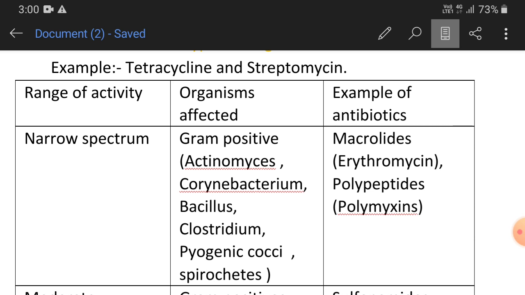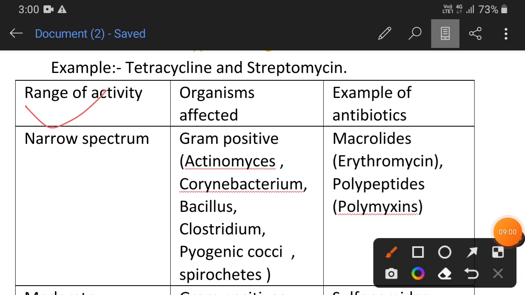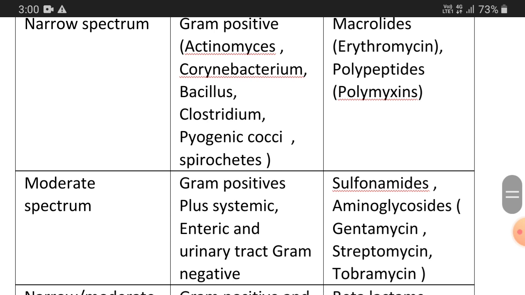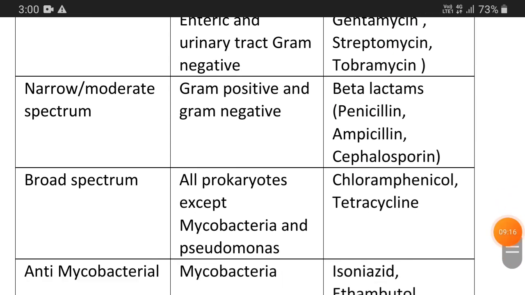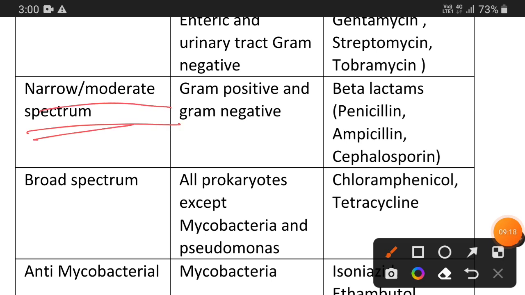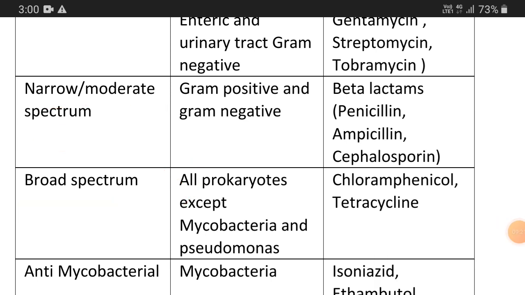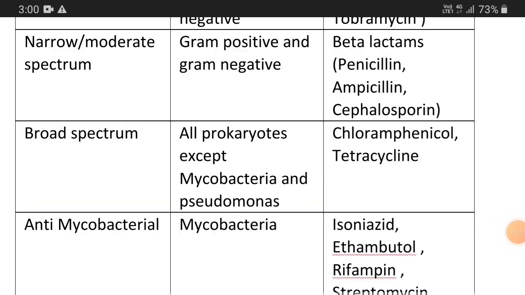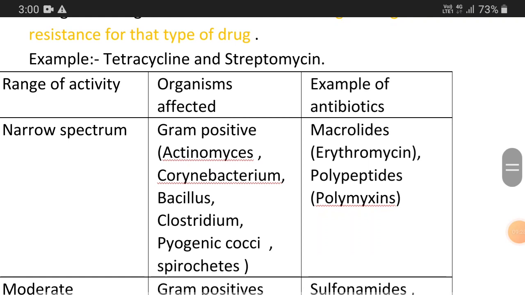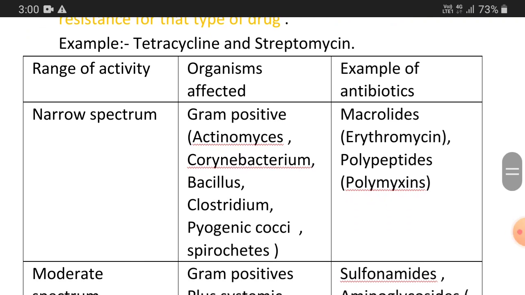So we have divided antibiotics, or bacterial antibiotics, because we are using antibiotics only in the case of bacteria, right? The first one is narrow spectrum, the second is moderate spectrum, the third is narrow moderate spectrum, and the last one is broad spectrum. And there is an additional one, that is antimycobacterial. So let's discuss. The first one is narrow spectrum.